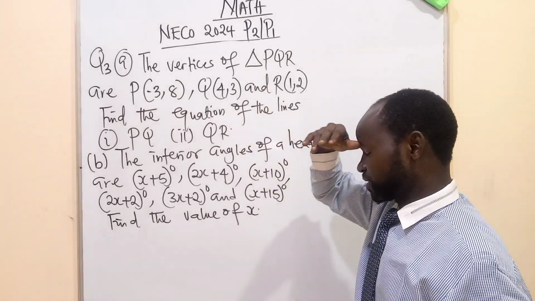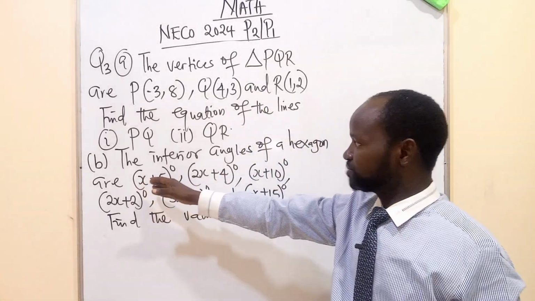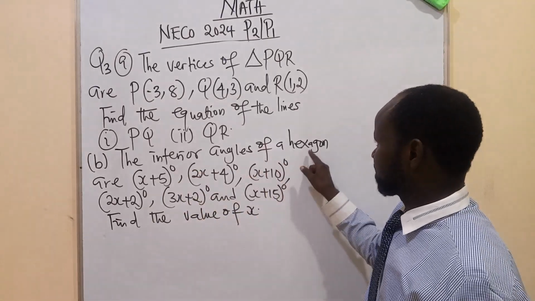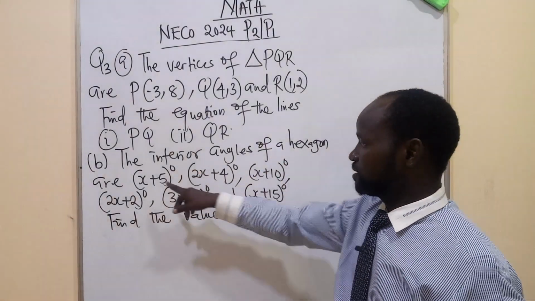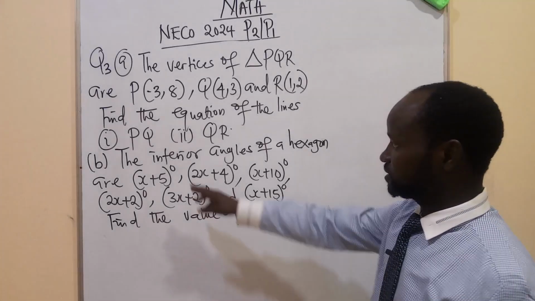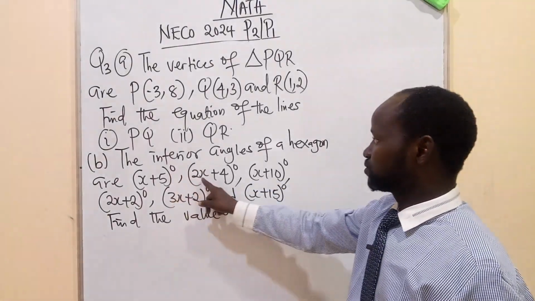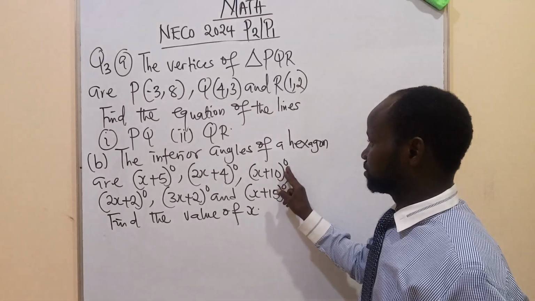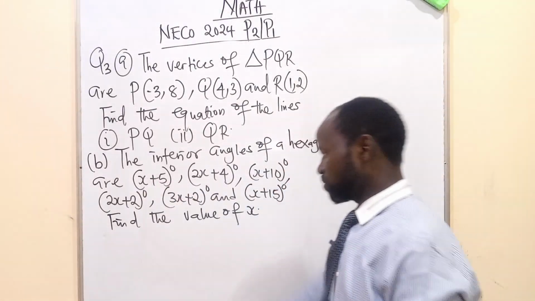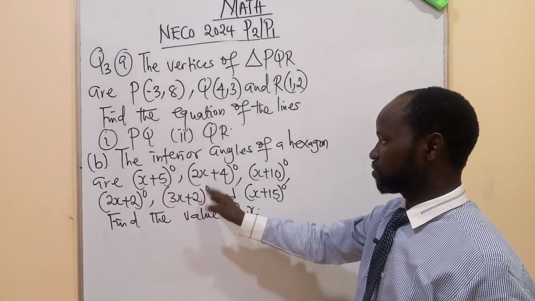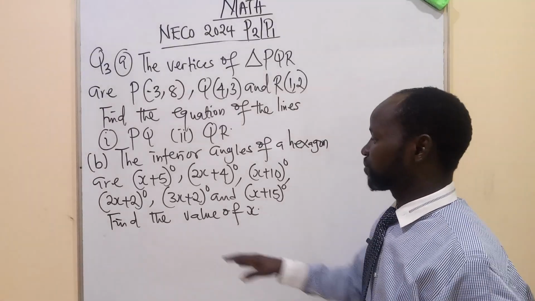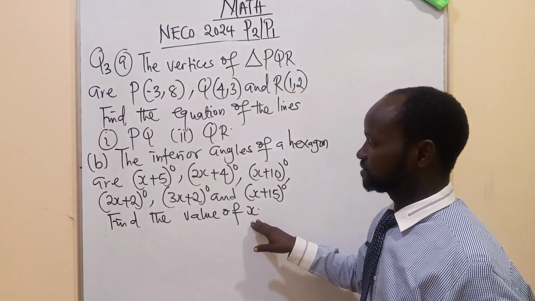That's question 3a. Question 3b reads: the interior angles of a hexagon are (x + 5) degrees, (2x + 4) degrees, (x + 10) degrees, (2x + 2) degrees, (3x + 2) degrees, and (x + 15) degrees. We are asked to find the value of x.